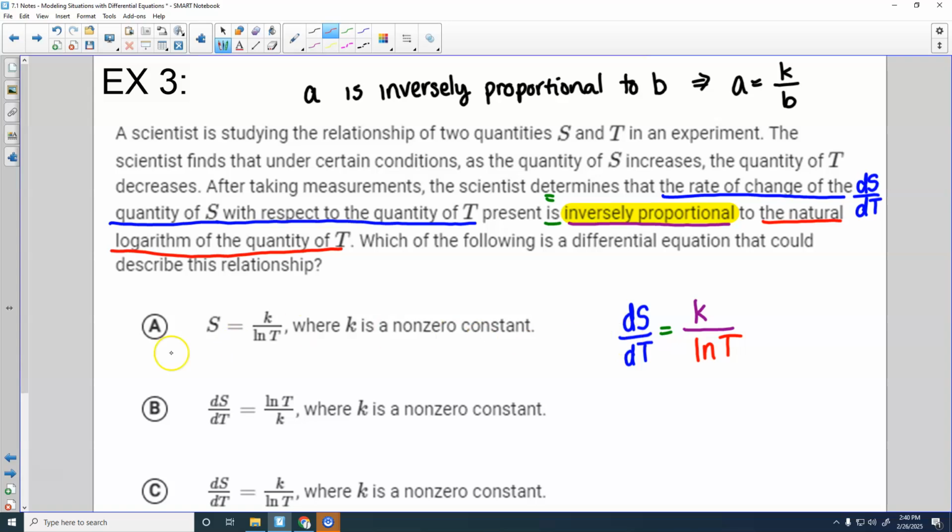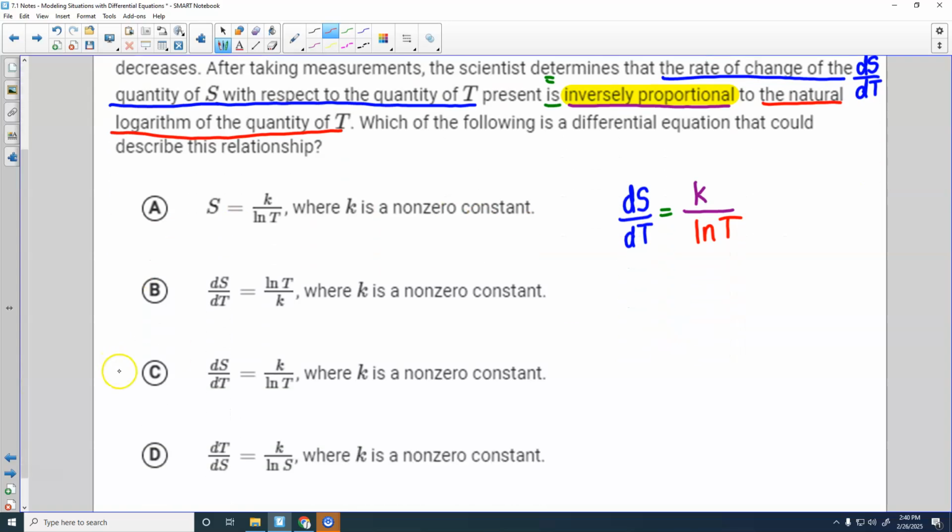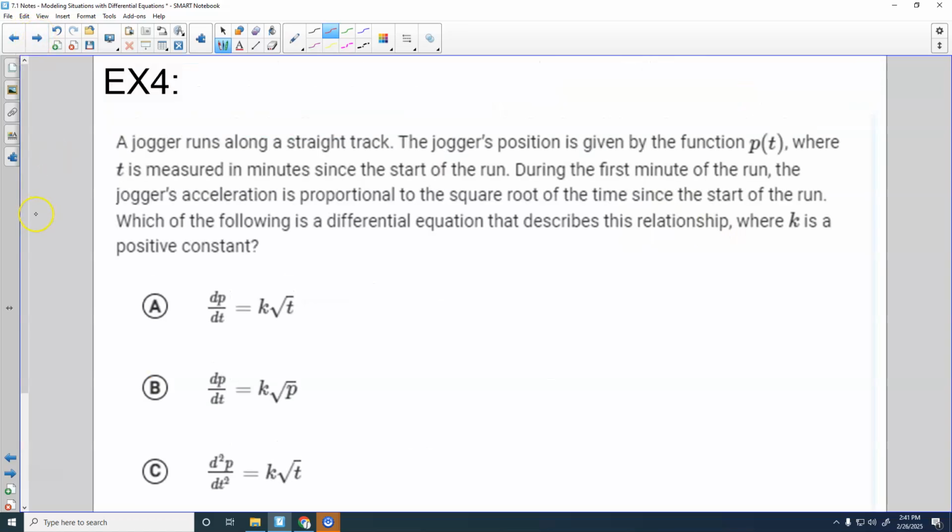And if we look at our answer choices, hopefully it's there. It is C for that. Okay. Questions? Okay, try 4 on your own.